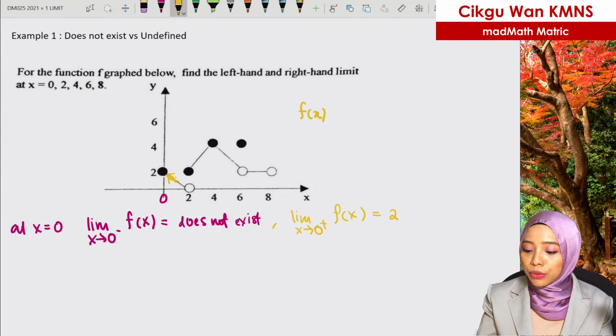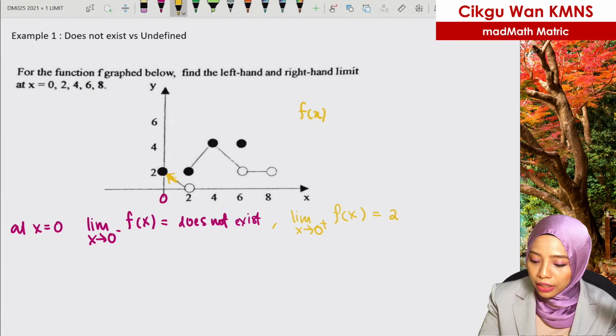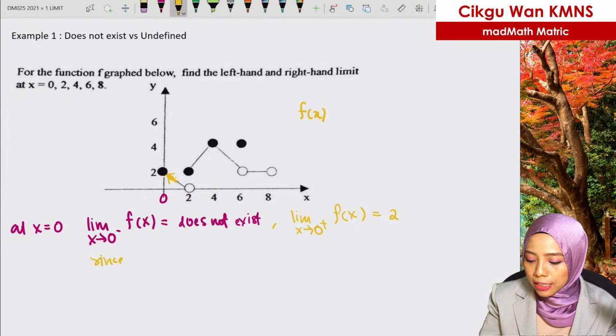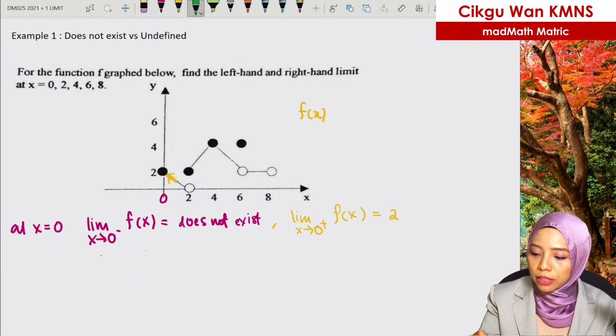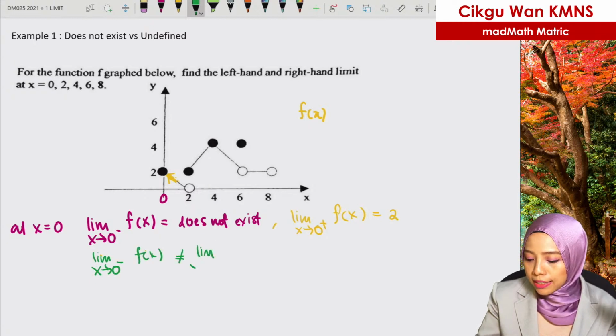Okay, so we want to conclude whether the limit exists or not. Therefore, hence, since it is not equal, okay. So since limit x approaching 0, can you see if I write in yellow? You can't see. I choose a different color. Okay, limit x approaching 0 from the left is not equal to limit x approaching 0 from the right.